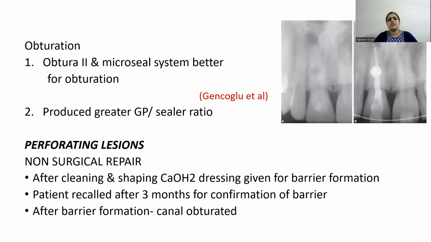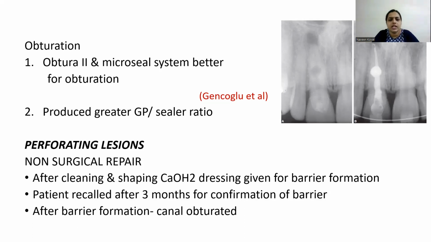So obturation is difficult because the root canal morphology has been changed. So you can use a thermoplastic obturation method like Obtura 2. Then all these methods can be used according to Goldglue et al. Then perforating lesions can be managed non-surgically and surgically.